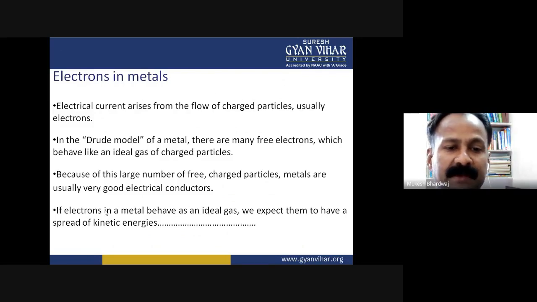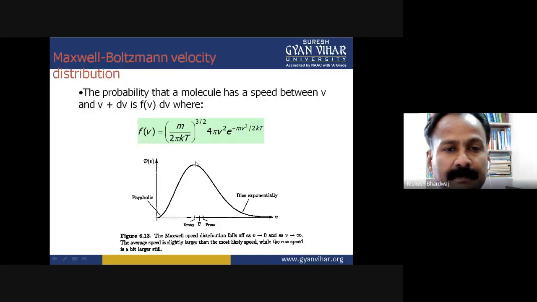If electrons in a metal behave as an ideal gas, we expect them to have a spread of kinetic energies. Maxwell-Boltzmann velocity distribution: the probability that a molecule has a speed between v and v plus dv is f(v) dv, where f(v) is equal to (m by 2 pi kT) whole to the power 3 by 2 into 4 pi v square e to the power minus mv square by kT.